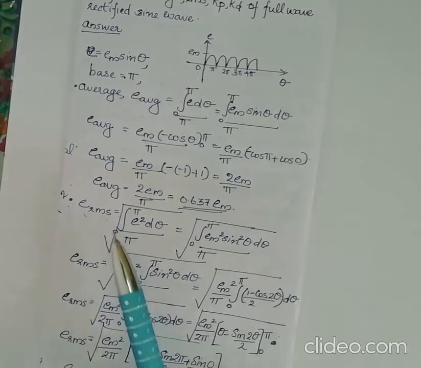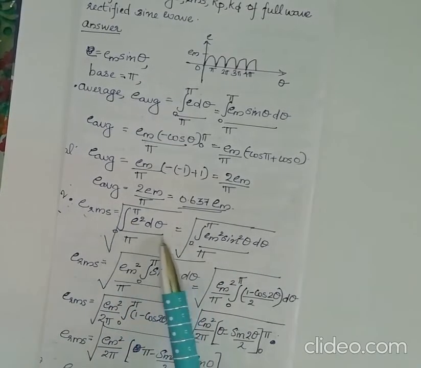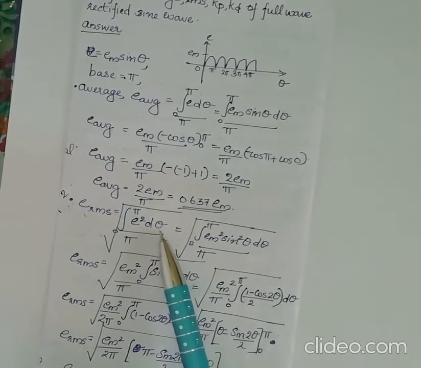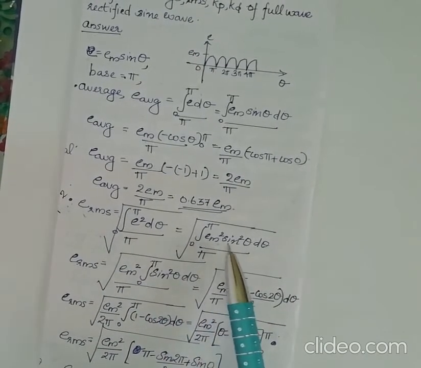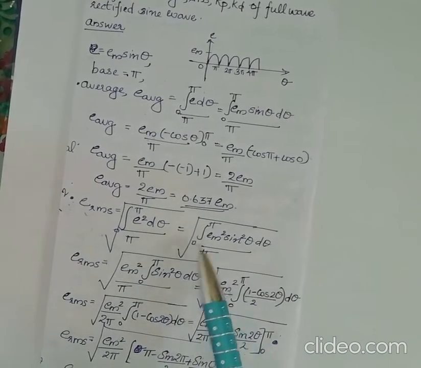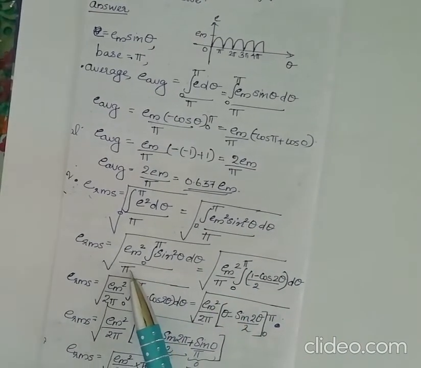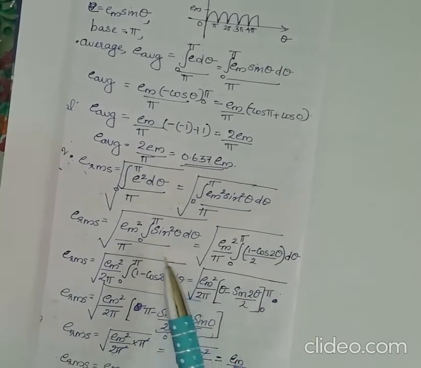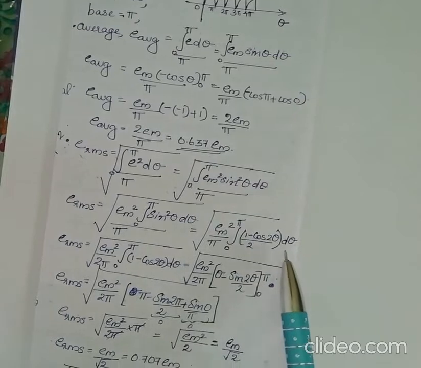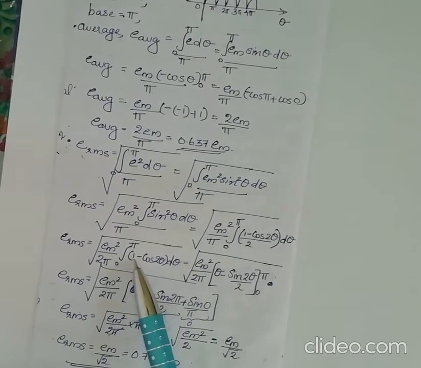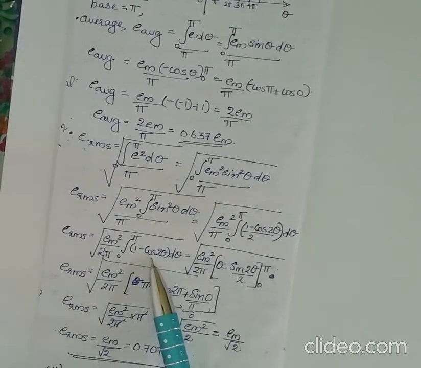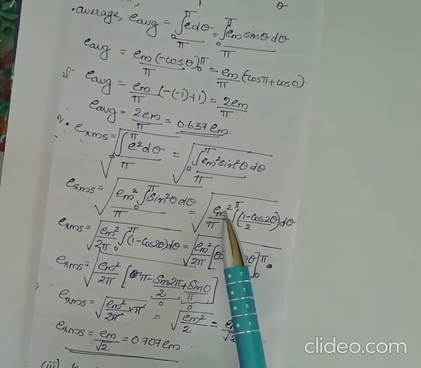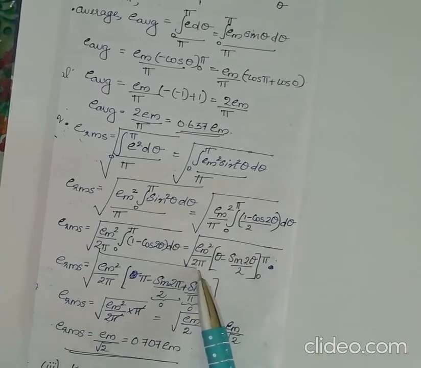Now we have to calculate the RMS value. So E RMS is equal to square root of the mean over time period pi, where the integral varies from 0 to pi of E square d theta, and E square is Em square sin square theta d theta. Em square is taken outside, Em square divided by pi, integral 0 to pi sin square theta d theta, where sin square is rewritten as 1 minus cos 2 theta by 2. So it becomes integral 1 d theta, integral of 1 is theta, and minus cos 2 theta, whose integral is minus sin 2 theta divided by 2, with the constant Em square divided by 2 pi taken outside.